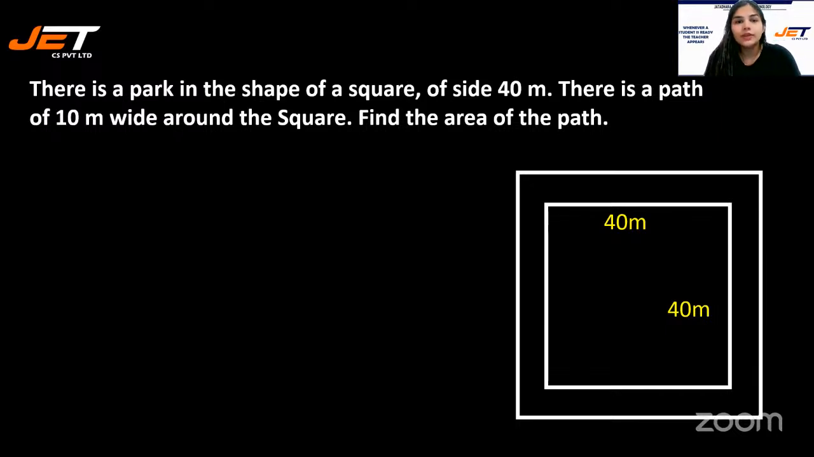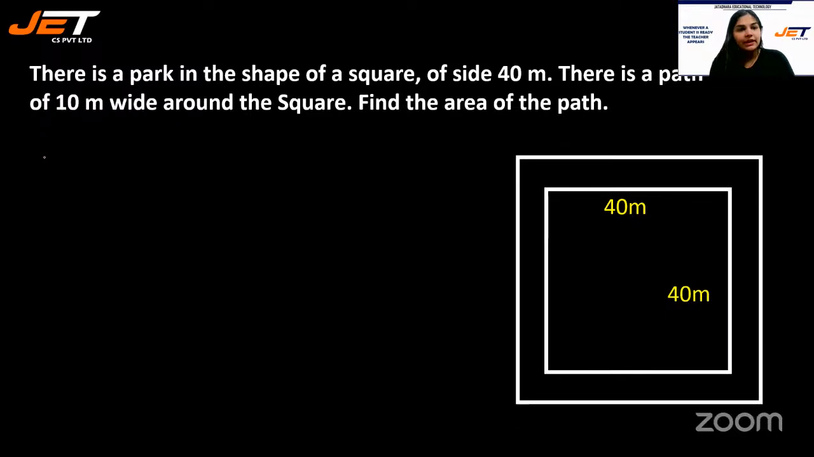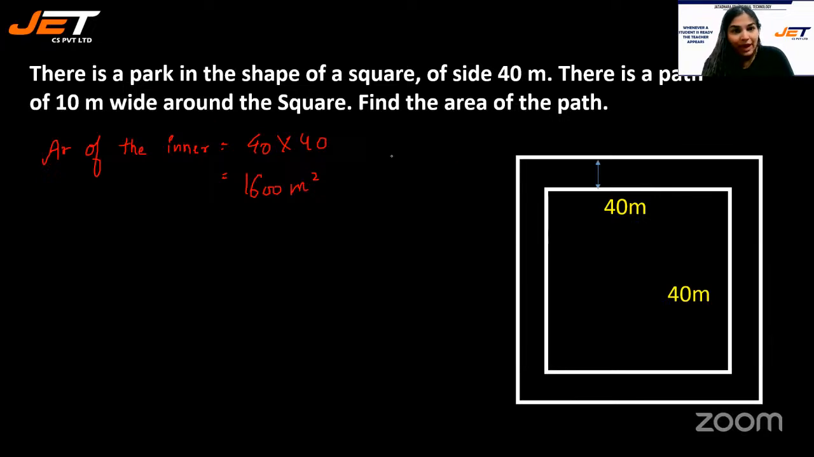Okay. So here, how do we do it? If I find the area of the inner square, which is the park, it is 40 times 40 meters, which is equal to 1600 square meters. Now, you know that the path around it is 10 meters. So extending 10 meters from both sides, 10 here and 10 there makes 20. So 40 plus 20 will be 60. That means the side of the outer square is 60 meters.